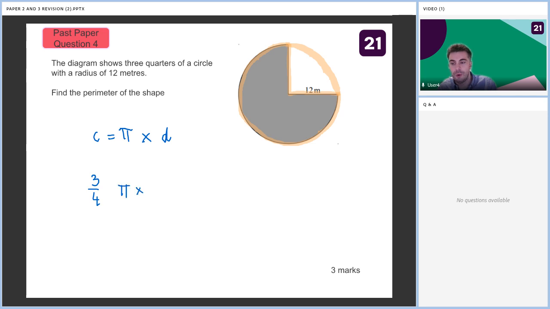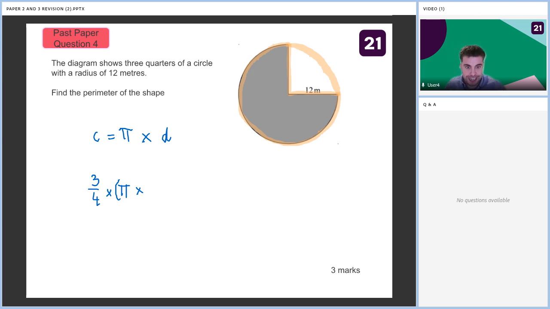Now, to find 3/4 of something, we can either divide by the bottom and times by the top. If we're doing it without a calculator, that tends to be the best way. Or if we're trying to find 3/4 of a number with a calculator, we can just multiply that thing by 3/4. So in this case, to work out the circumference of this circle, I need to do 3/4 multiplied by pi times by the diameter.